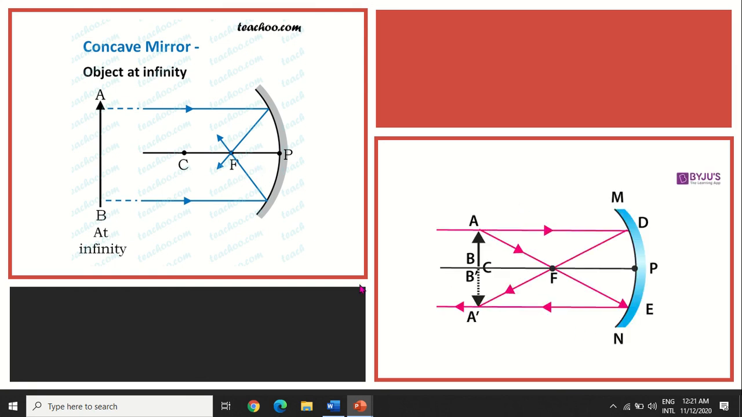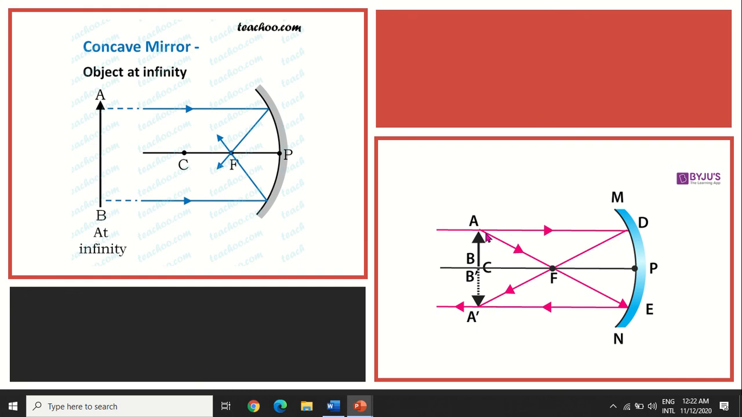Look here, the object is at the center of curvature. Look, at the point B and C is the similar point. So AB is the object which is situated at the center of curvature. From the topmost point, the ray of light is incident parallel to the principal axis. Then after reflection, it will move to the principal focus, you know, from the rules.